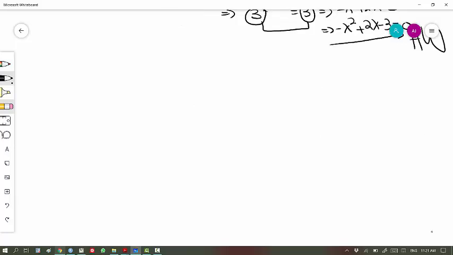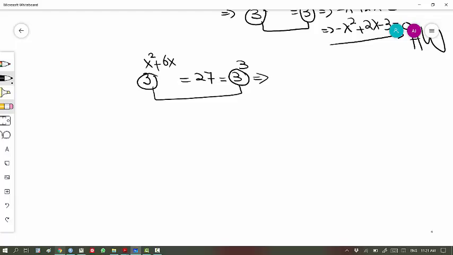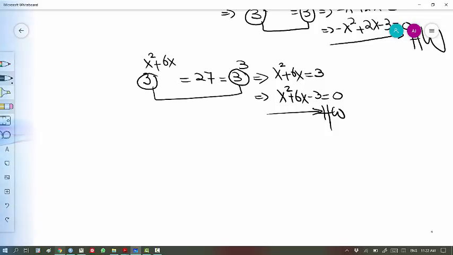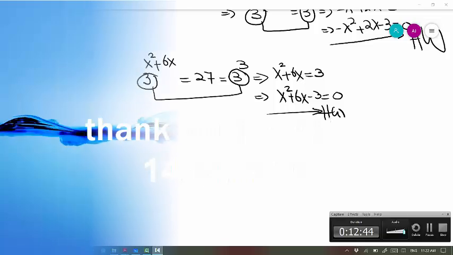3 to the power of x squared plus 6x is equal to 27. Now this is very easy because I just have to write 27 as 3 to the power 3. Now I immediately get the same bases, hence the powers are the same. x squared plus 6x is equal to 3. From here x squared plus 6x minus 3 equal to 0 is a quadratic equation, the solution of which I leave as homework. Remember guys, if you practice these questions, you will be well prepared for the mini quiz that we will have on Wednesday.